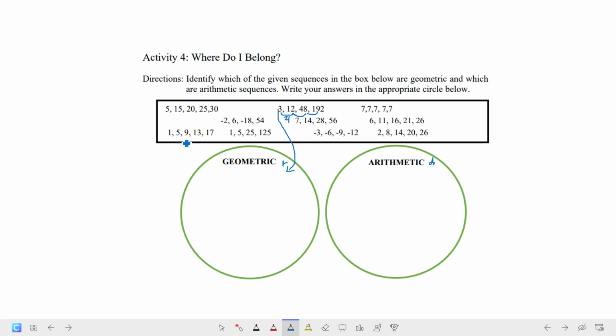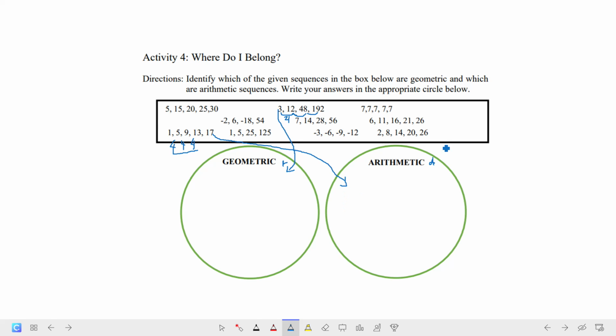Let's say this one. 1, 5, 9, 13, 17. So dito, if mag-divide ako dito ng 5 by 1 is 5. And the same din kaya pag nag-divide ako ng 9 over 5? Wala, di ba? So let us see if ito ay makaka-generate ng common difference. Mag-subtract tayo. So 5 minus 1 is 4. Okay. 9 minus 5 is 4. And 13 minus 9 is 4. Ibig sabihin nito that the given sequence has a common difference. Therefore, this sequence falls under arithmetic.